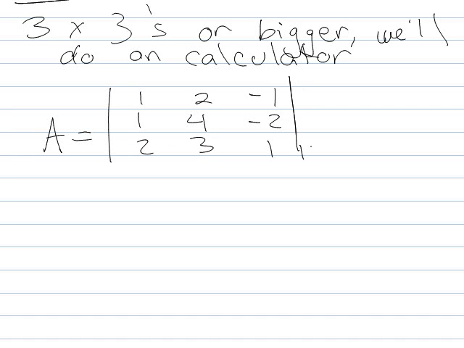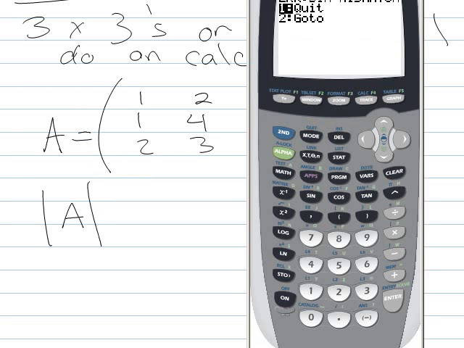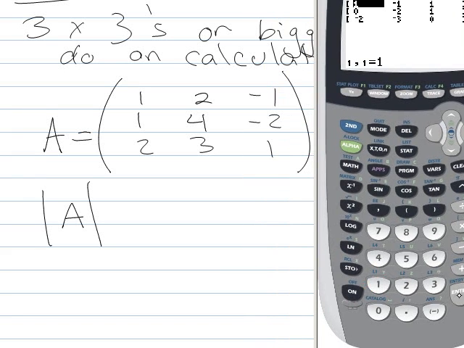Alright, so if this is my A, and I want to find the determinant, I can go into my matrices and put one in, 3x3, and it's going to be 1, 2, negative 1, 1, 4, negative 2, 2, 3, 1.